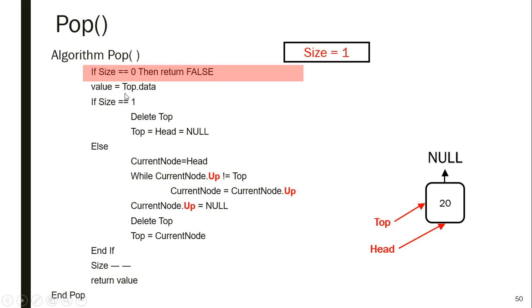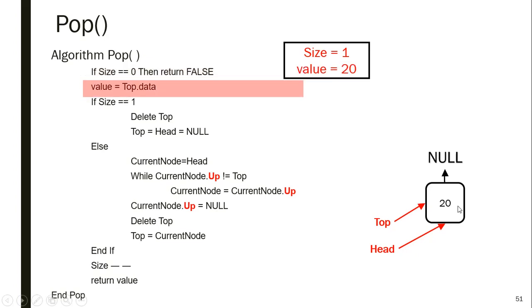Now value is equal to top.data because you are going to store that value, because you will return this value at the end if pop is successful, and you will delete this node so that this memory location can be used by other variables if needed.